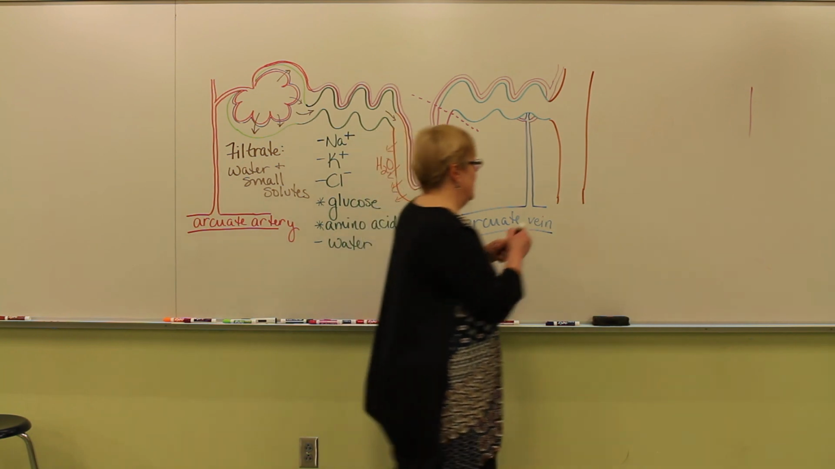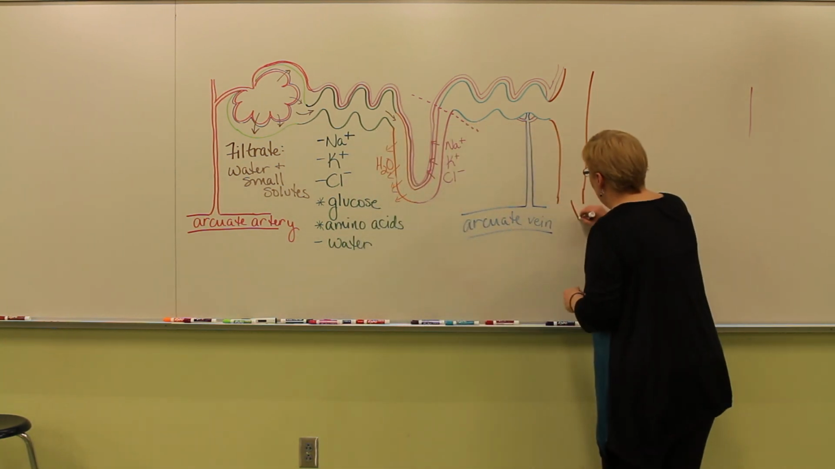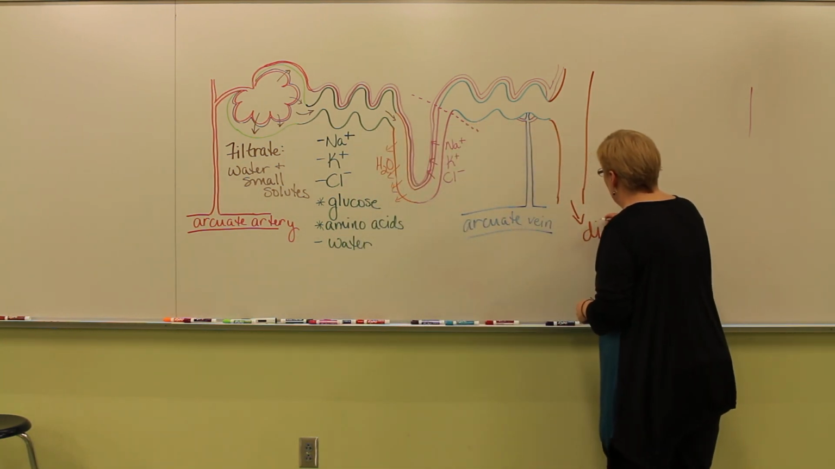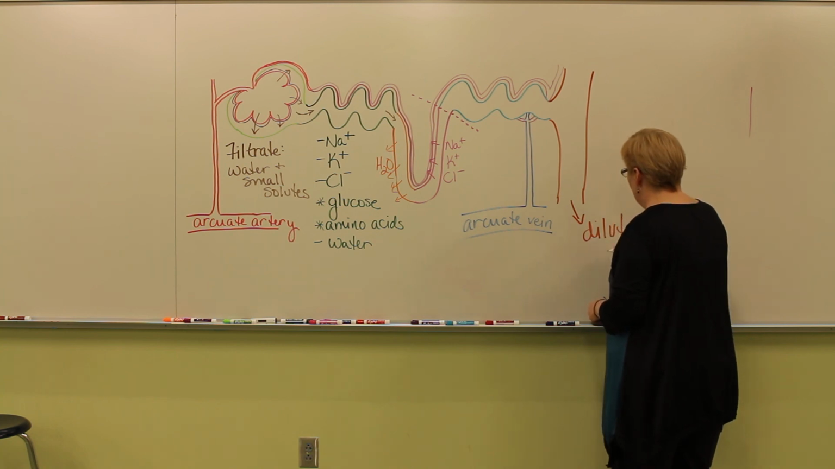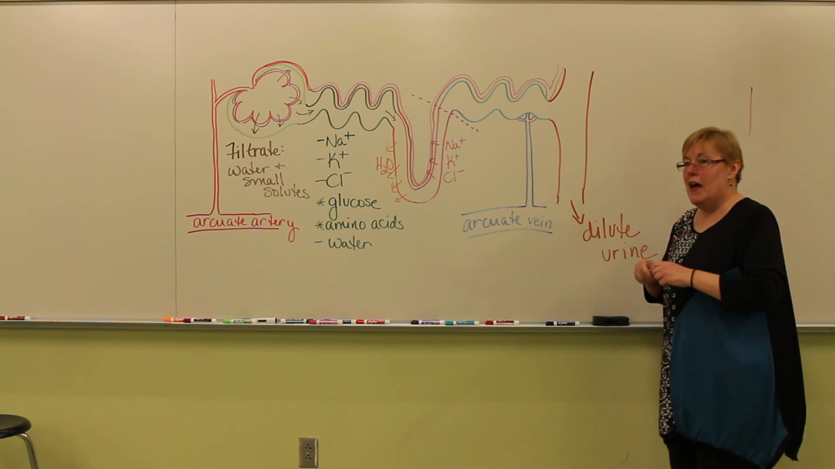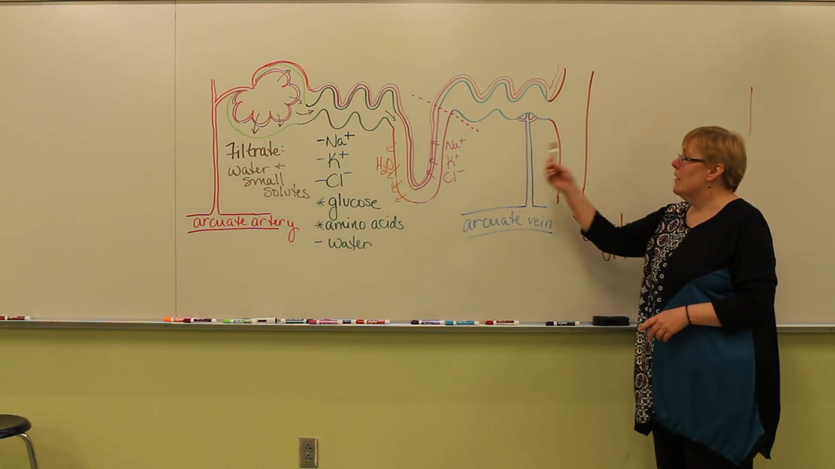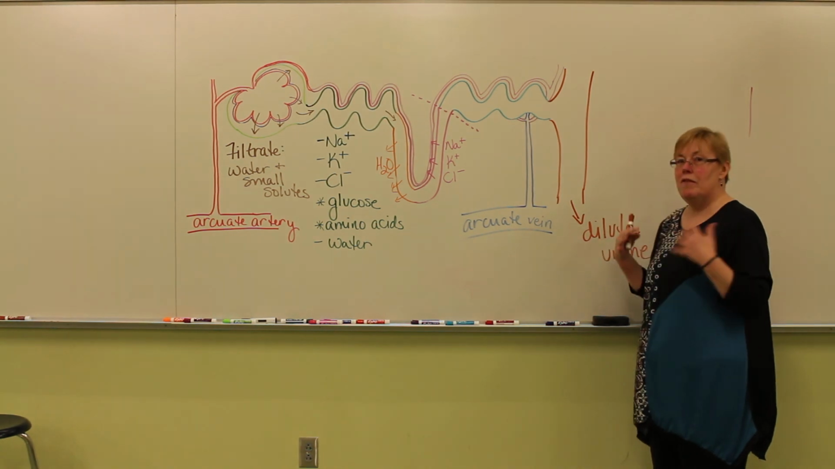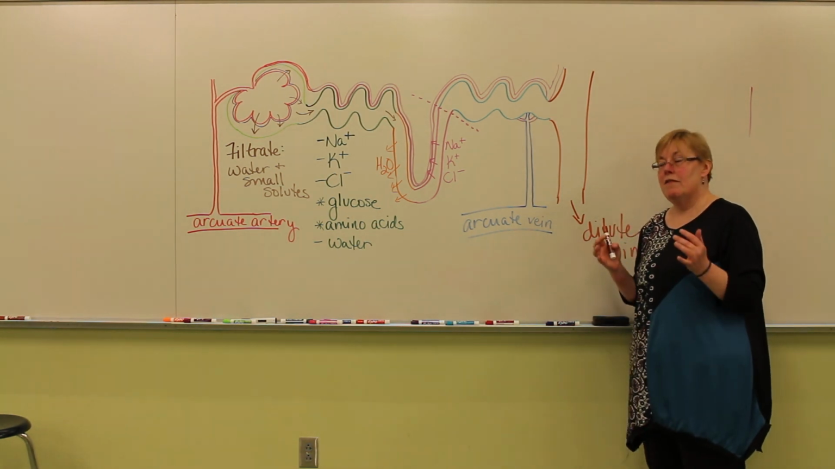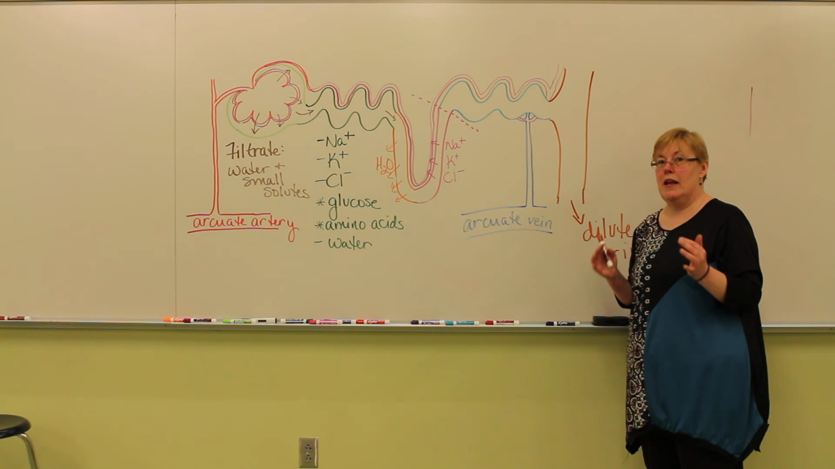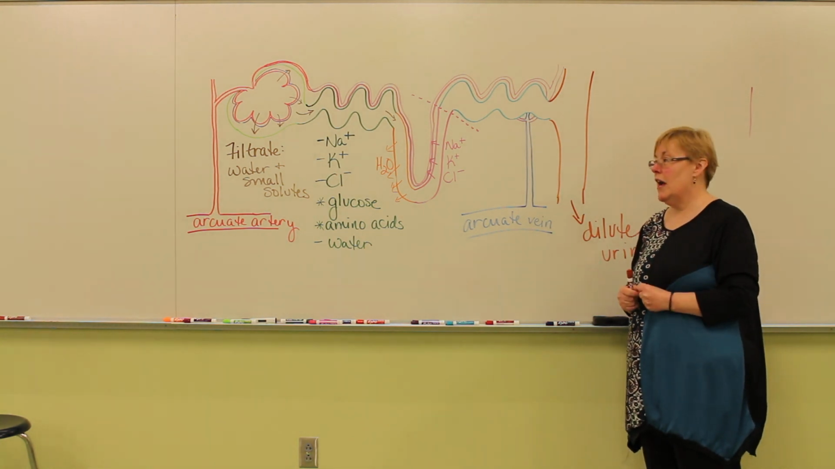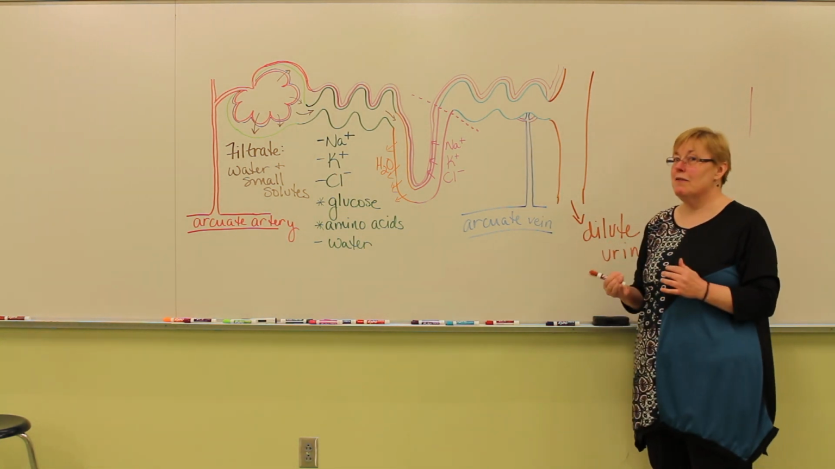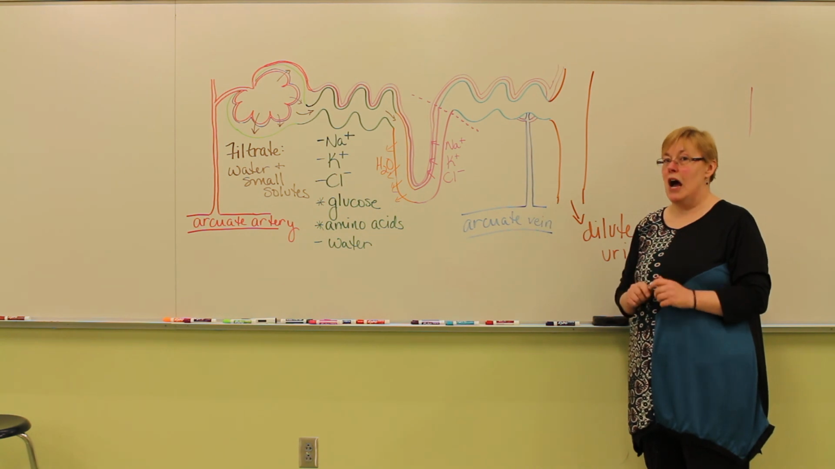Okay, and in that situation, the person would be eliminating dilute urine, meaning that it's urine that has the excess of substances that we want to get rid of, but it's in a substantial quantity of water. Okay? We'll see that that will be different if a person is not in water balance.